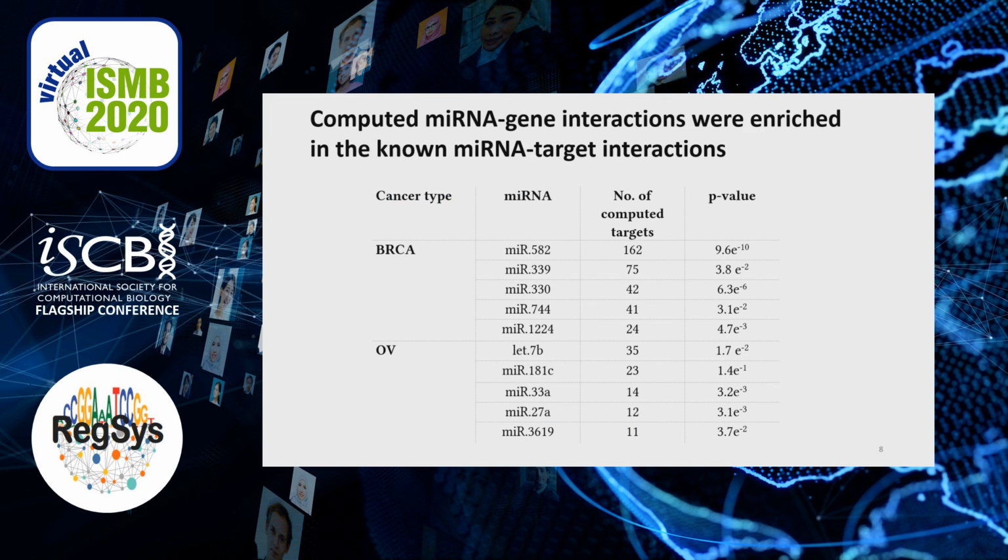For the evaluation of our results, we compiled a list of known microRNA gene interactions from TargetScan, miRTarBase databases, which served as our ground truth data. We checked the enrichment of our inferred interactions with respect to our ground truth data and found that our interactions are enriched with significant hypergeometric p-values. Here's a short list of that.